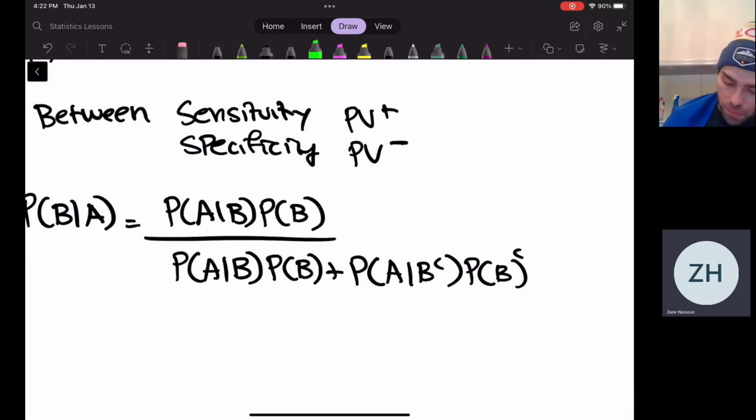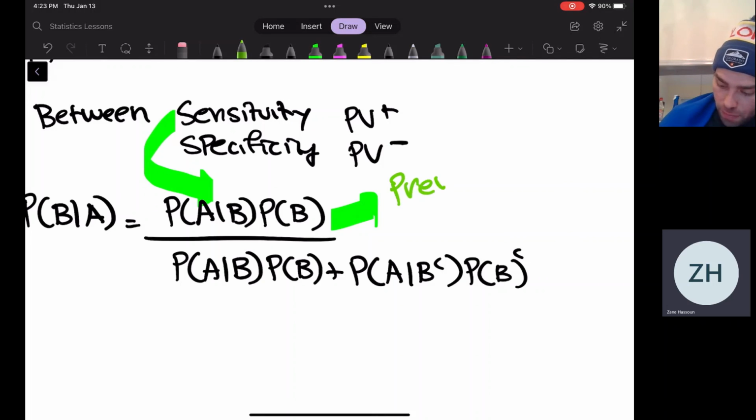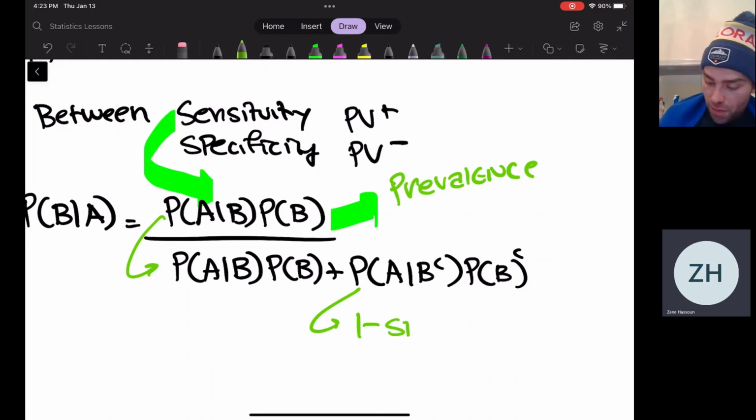So we have here the sensitivity there. Here we have the prevalence. This is the same over here. And then we also have down here 1 minus specificity and the inverse of prevalence.